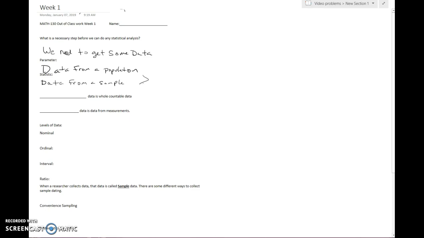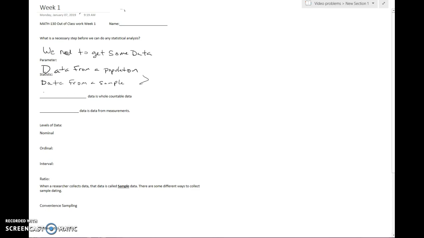So when you look at these two, what is the difference between them? Data from a population would be something like a census where I asked everybody a certain question. This is really hard data to get because usually population data is huge. A sample is much easier, and this is what you're going to see a lot in statistics, is data from a sample.